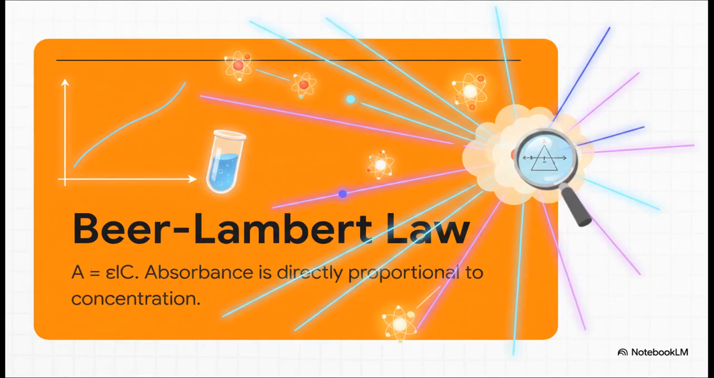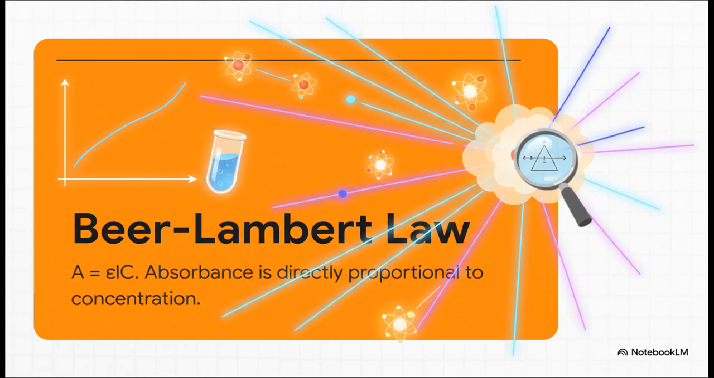So the absolute mathematical backbone of this entire technique is the Beer-Lambert Law. Absorbance equals epsilon L C. Because we're dealing with quantum mechanics here, ground state atoms only absorb very specific, incredibly narrow bandwidth photons. This means if we shine the exact right wavelength of light through a cloud of free atoms, the amount of light that disappears is strictly mathematically linear to how many atoms are hanging out in that cloud.